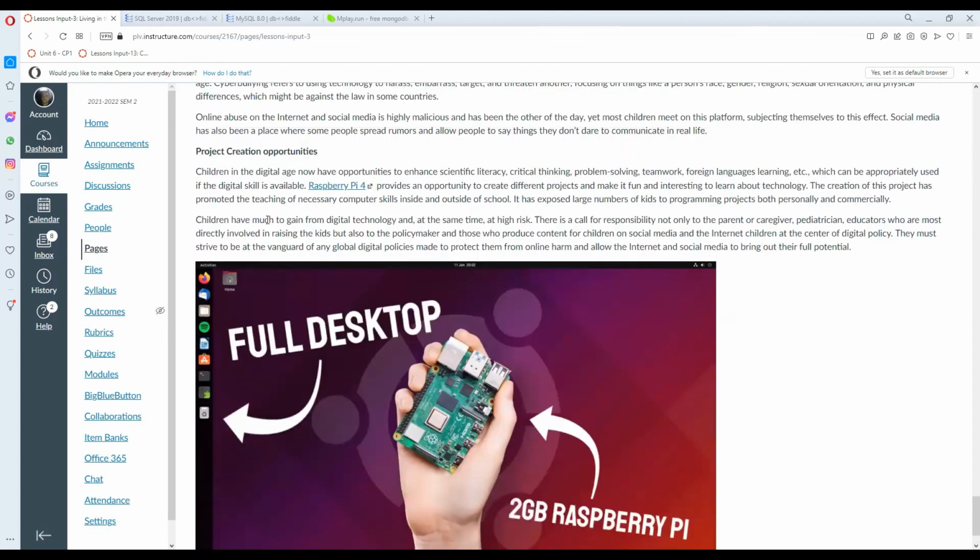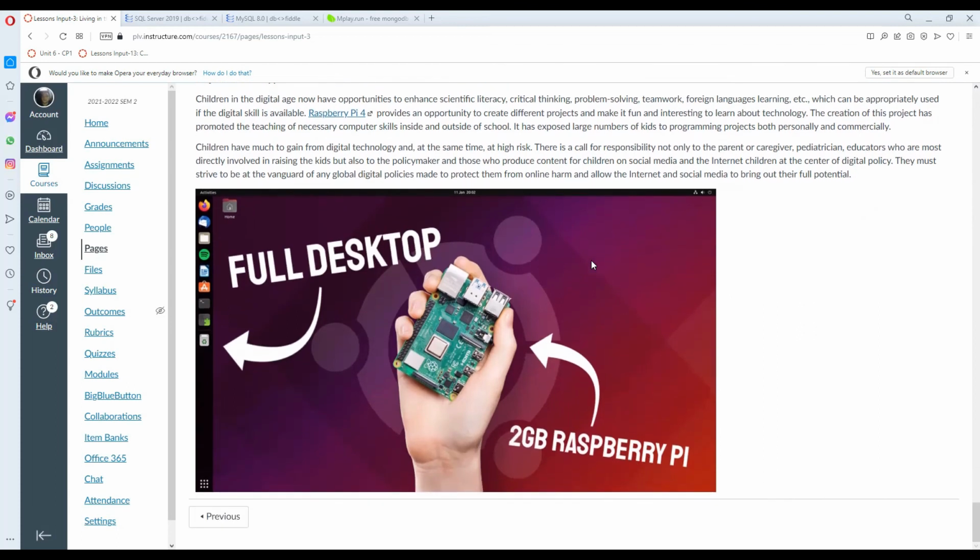Then lastly, project creation opportunities. Children in the digital age now have opportunities to enhance scientific literacy, critical thinking, problem solving, foreign language learning, etc., which can be appropriately used with the digital skills available. For example, a Raspberry Pi 4 provides an opportunity to create different projects and make it fun and interesting to learn about technology. The creation of this project has promoted the teaching of necessary computer skills inside and outside of school. It has exposed a large number of kids to programming projects both personally and commercially.